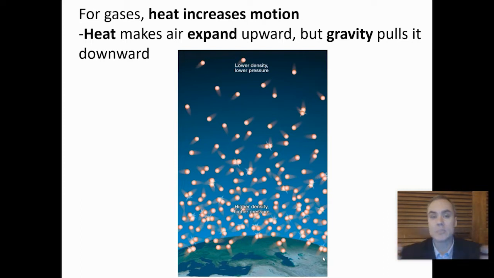Heat makes air expand, and in the atmosphere that can mean outward or upward. But gravity pulls air downward. So there's this tug of war between air wanting to expand upwards with heat and then gravity pulling it down. So when you see air high up in the atmosphere, that means either some heat or some other force must have allowed it to get up that high. Most of the air is down towards the surface of the earth because gravity pulled it down there.